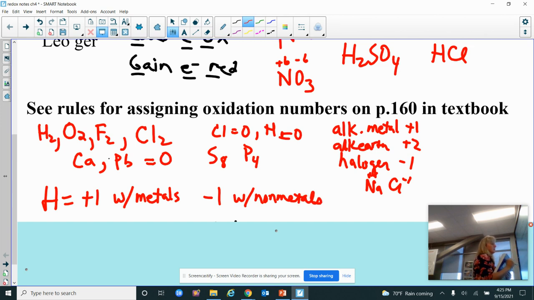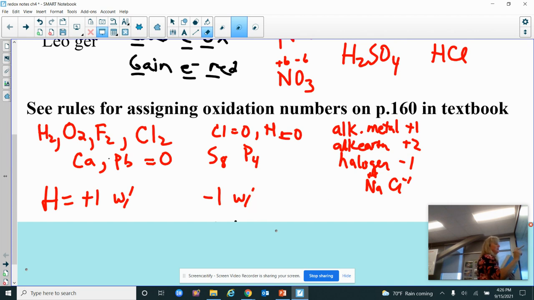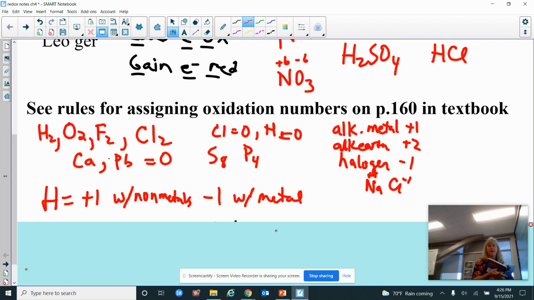I just said that backwards. Okay, so back up. Sorry. It's +1 when it's with nonmetals, -1 with metals. And if you remember, metals are always going to be positively charged. So when hydrogen's with a metal, it's going to have to be the minus charge thing.